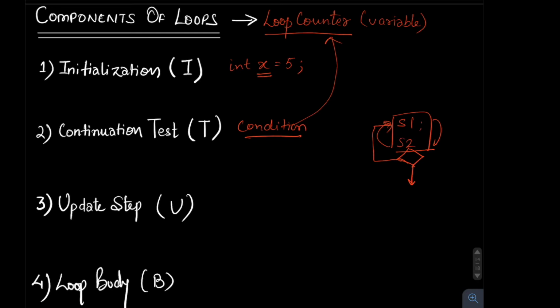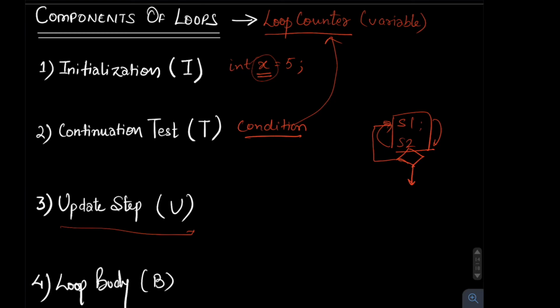For example, in initialization we assigned x equals 5. Now the update step is required to change the value, it can be an instruction to change the value of x, so that the continuation test can evaluate to a different result. If the update step is not present, the continuation step will always evaluate to the same result, and we can either end up in an infinite loop or the loop might never get executed.